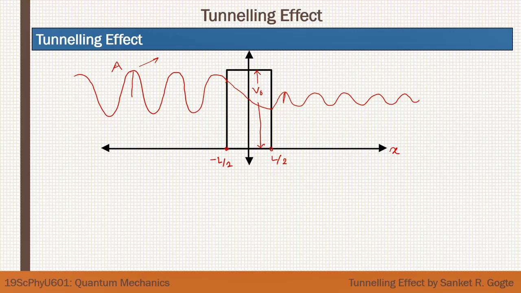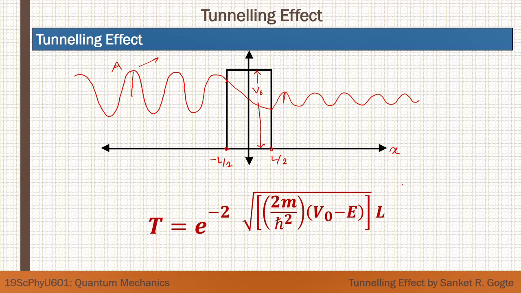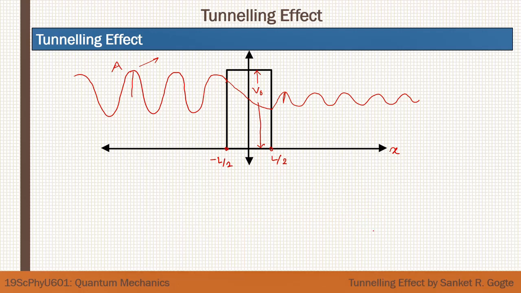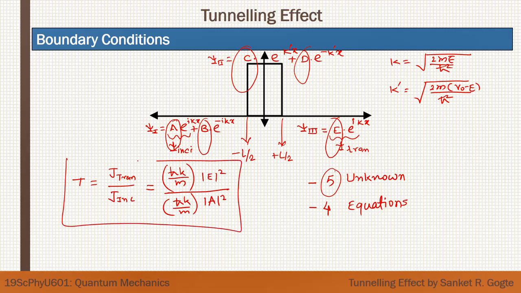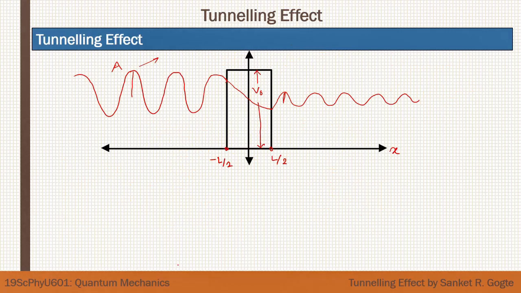So this is a very interesting result, because classically it is not possible for the particle to transmit through this barrier. It doesn't have sufficient energy to cross the barrier, and therefore the particle will never transmit through the barrier according to classical mechanics. But in quantum mechanics what we observe is that there is a finite probability that the particle tunnels through the barrier, and it can be written in equation form as follows. When we find the transmission coefficient, this is the equation that we will obtain.